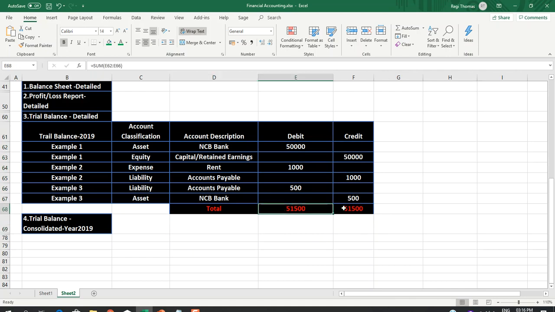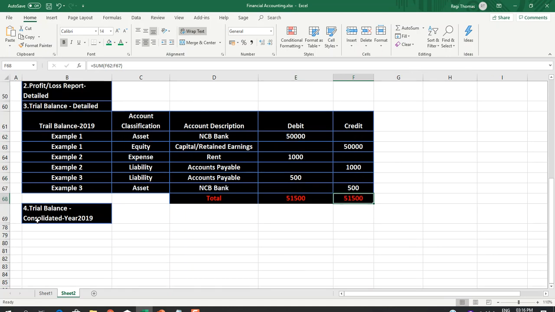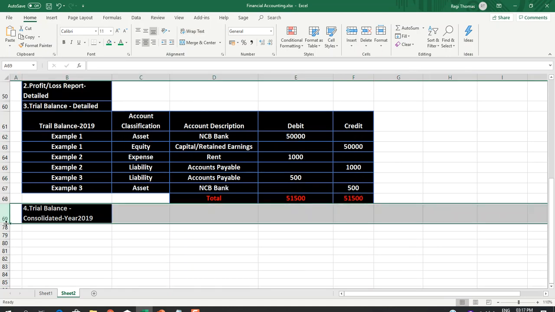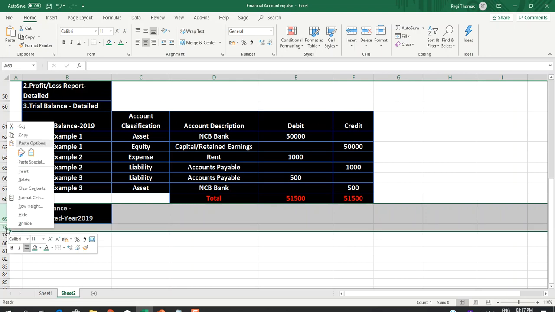If you take the debit side and credit side total values, they should match. That is the condition in a trial balance. That means the total of your debit value and the total of your credit value should match each other. That means debit equals credit. Now we can go and discuss the trial balance consolidated.